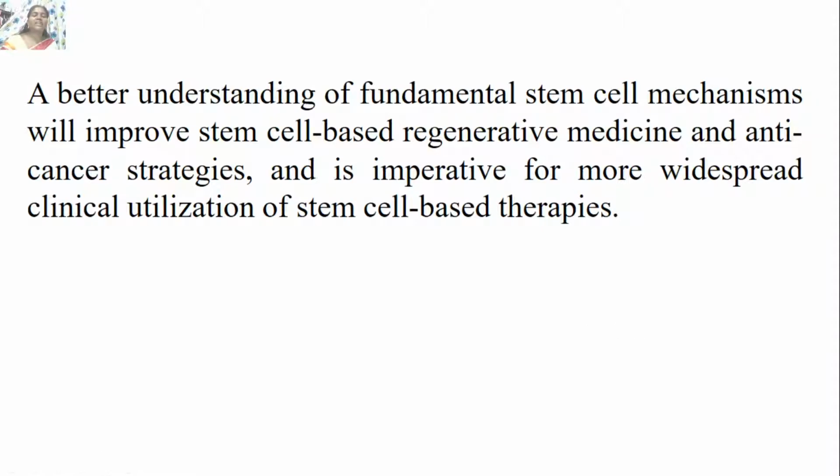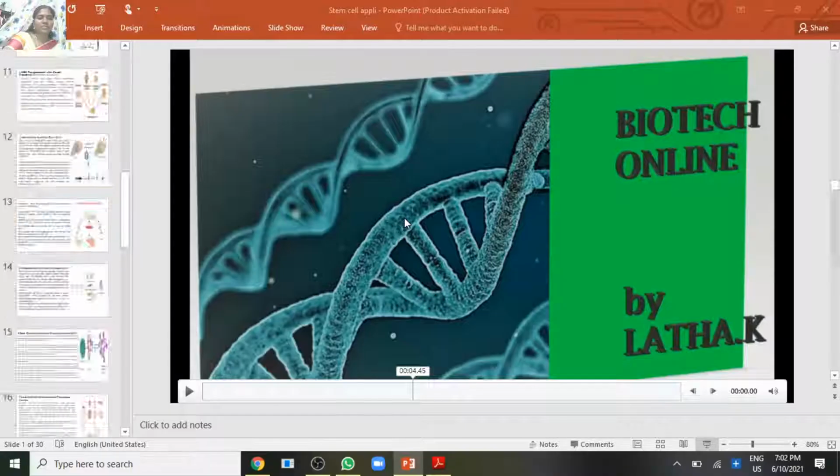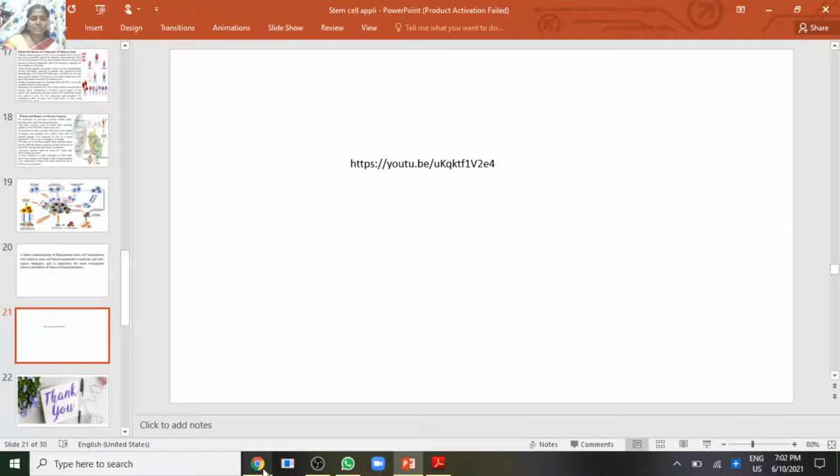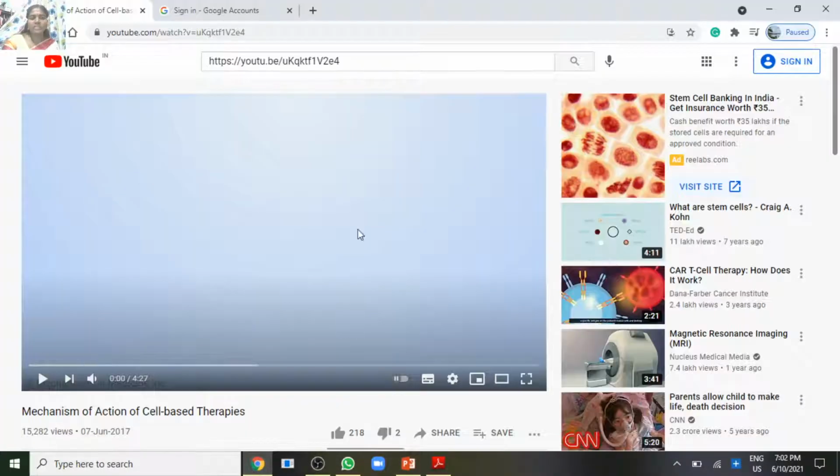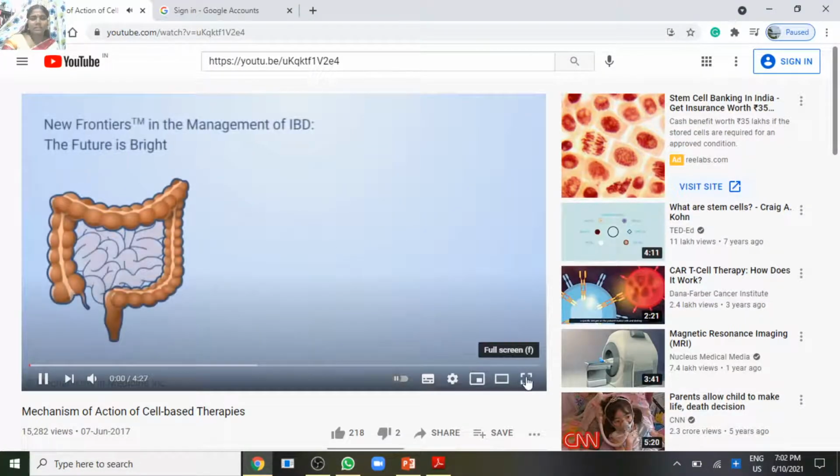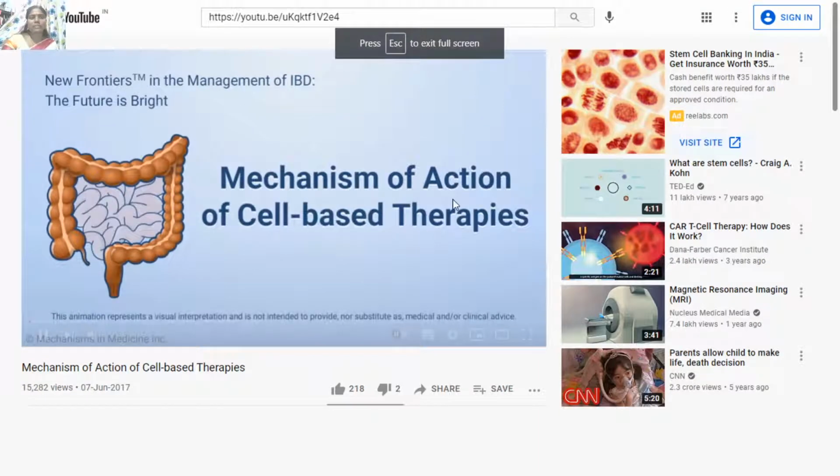Okay, a better understanding of fundamental stem cell mechanism will improve the stem cell based regenerative medicine and anti-cancer strategies, which is imperative for more widespread clinical utilization of stem cell based therapy. And just watch this simple video, which is on the mechanism of action of cell-based therapies.